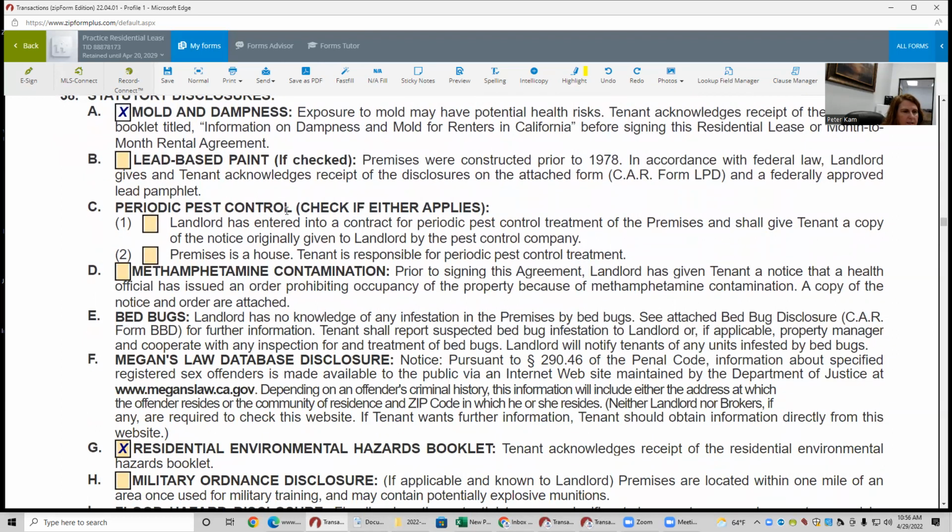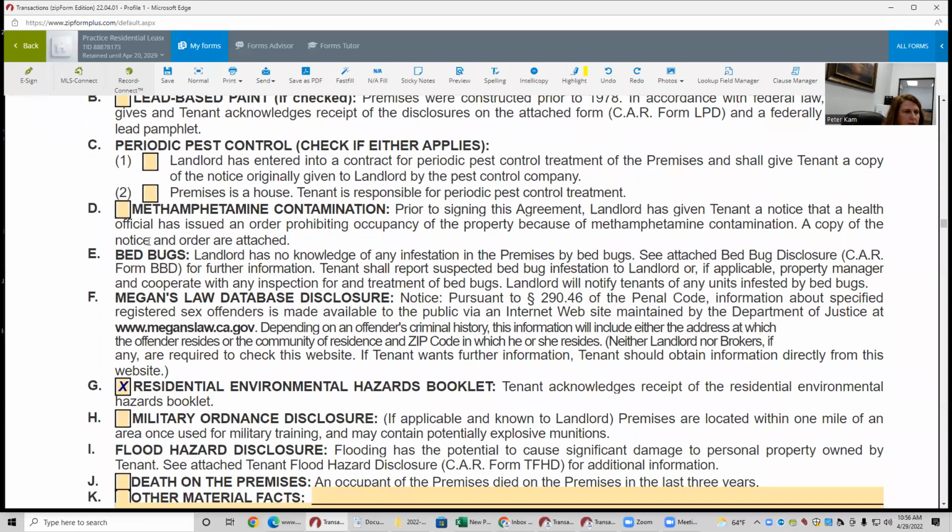Periodic pest control, check if either applies. I'm going to start on 2 first. If the premises is a house, maybe the landlord wants the tenant to be responsible for some periodic pest control, so they would check here. That's up to the landlord. Or maybe the landlord has a contract with a company for periodic pest control treatment. So if either of these apply, please make sure you're checking that box.